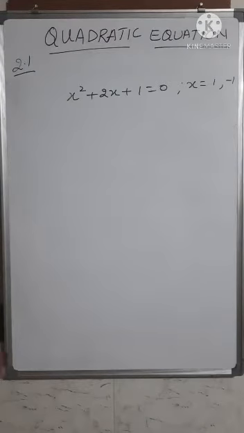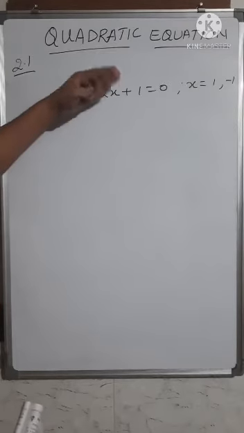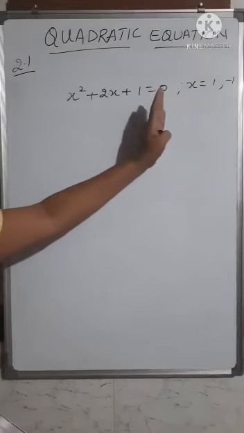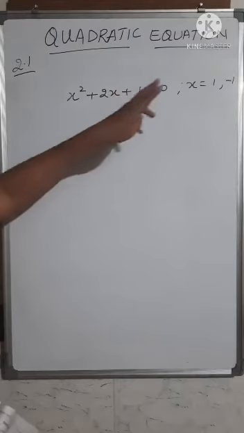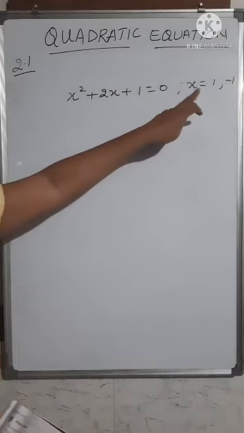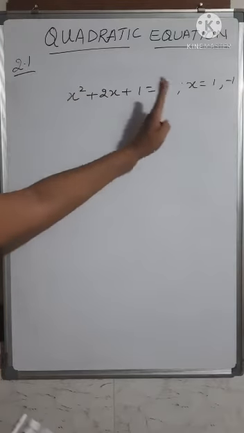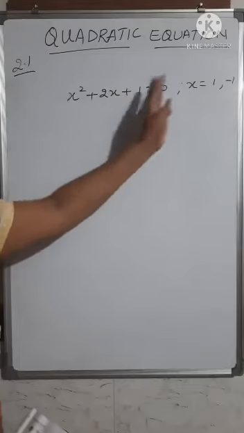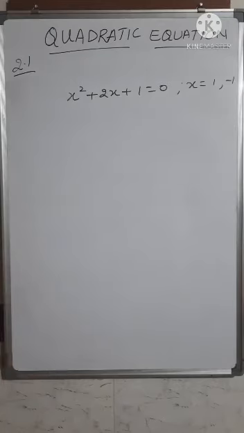First, what is the root of a quadratic equation? Any value of x which satisfies the equation. That means when you substitute the x value, if LHS and RHS are equal, then such a value of x is called the root of the equation. So to check, substitute x as 1 and check whether the left hand side and right hand side are equal. Then verify whether minus 1 is the root: substitute x is equal to minus 1 and check whether LHS and RHS are equal.